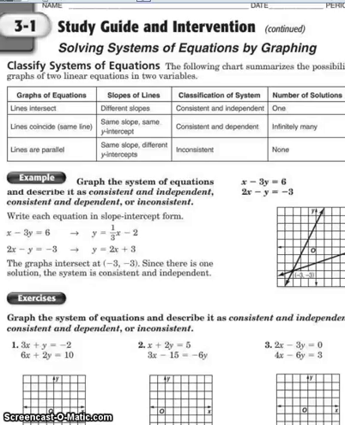Okay, class, today we're going to be doing a lesson over solving systems of equations by graphing. There's a few things here I want you to make note of. If lines intersect, that means they cross at one point. If they cross at one point, I'm going to have one solution.